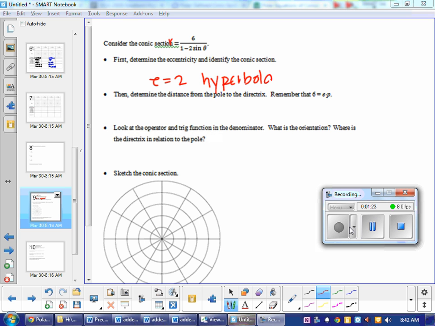Now, your numerator is E times P. And we know that E is 2. So what is P? It has to be 3, because 2 times 3 gives us 6. So the second bullet point is going to say P equals 3. That's how far you are from the pole to the directrix. That's what that P is. Sorry, I misspoke.